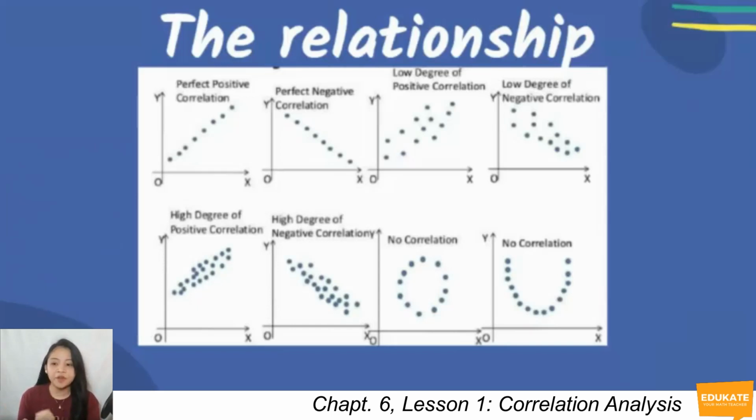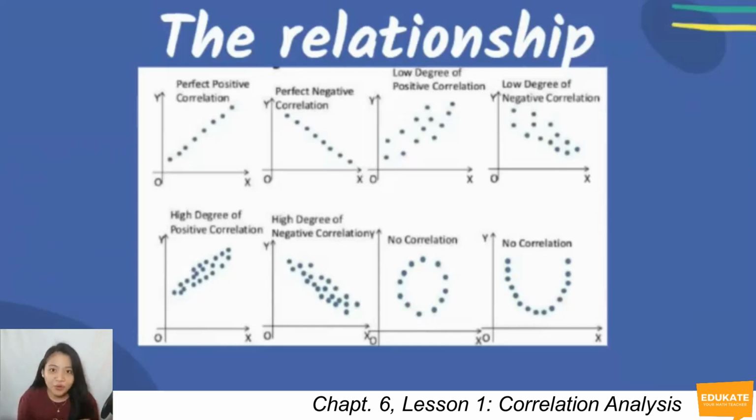If you have a perfect positive correlation, straight line ka, rising to the right. If you have a perfect negative correlation, straight line ka naman, pero rising to the left. And then you have low degree of positive correlation, merong makikita mong pattern, pero medyo kalat, rising to the right. Low degree of negative correlation, medyo kalat din, pero rising to the left. If you have a high degree of positive correlation, kalat pero medyo malapit sila, rising to the right. High degree of negative correlation, malapit sila ng onte compared to the low degree, rising to the left.